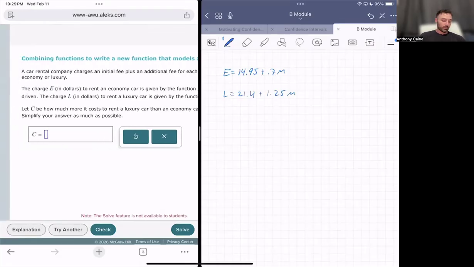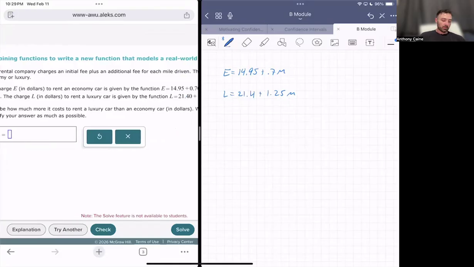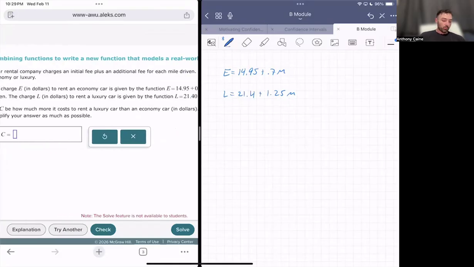Okay, fine. Let's see how much it costs to rent, oh, how much more it costs to rent a luxury car than an economy car. So my luxury cost minus my economy cost, that difference is how much more it costs to rent a luxury car. And so we can just go through. I can say, okay, 21.4 minus 14.95, 21.4 minus 14.95.